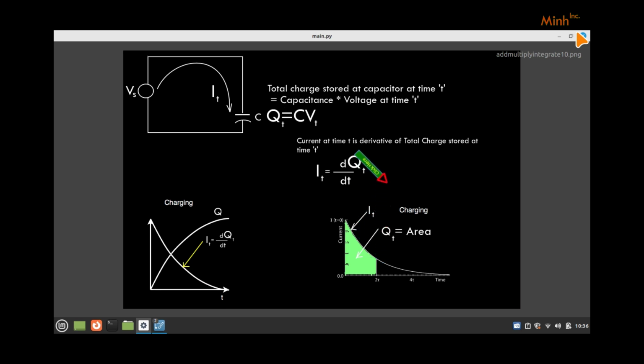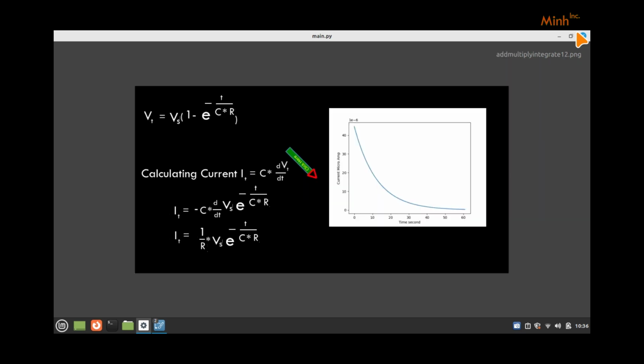If I know the theoretical Vt, I know the charge, then I can calculate the theoretical current. This theoretical current will be verified with the practical one. So that is the idea. If the theoretical voltage Vt is equal to this, then calculating current is C dV by dt. Finally, we'll come to the theoretical current at any moment, which is 1 by R into Vs e to the power minus t by RC. If I draw the graph, then the current should look like this.